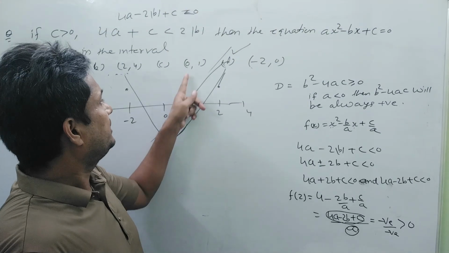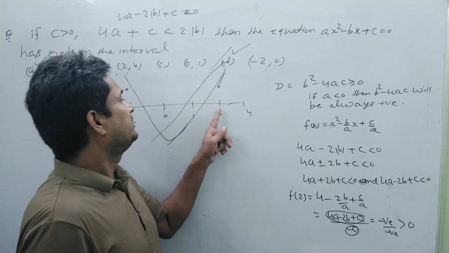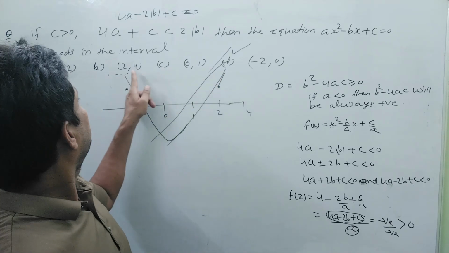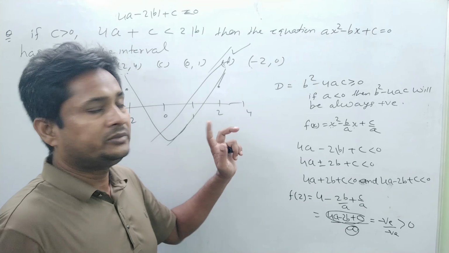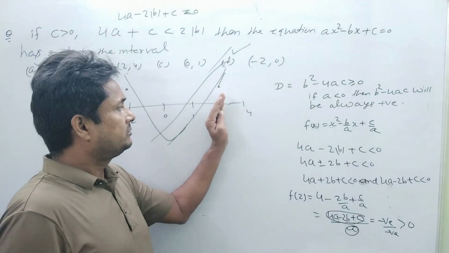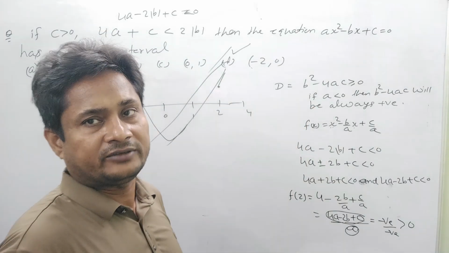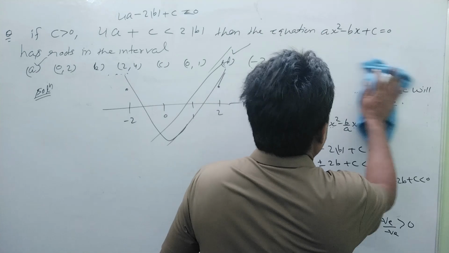But we cannot decide whether in 0 to 1 there is a root or in 2 to 4. There is no root in 2 to 4 because at x equal to 2 it is giving positive, so the graph will not cut after x equal to 2. So this is the answer for this case.